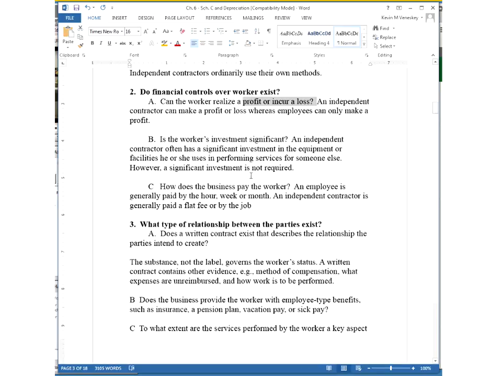The financial controls. Is there a chance that you may have a loss because you spent more time on a project than what was allowed to be built? If so, you're an independent contractor. If you're paid per hour and it doesn't matter if it took you 2 hours or 10 hours, you're still going to get paid the same hourly rate, then you're an employee.